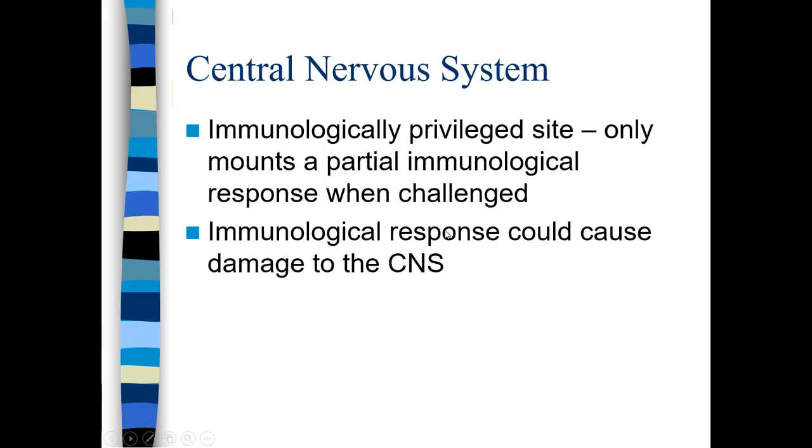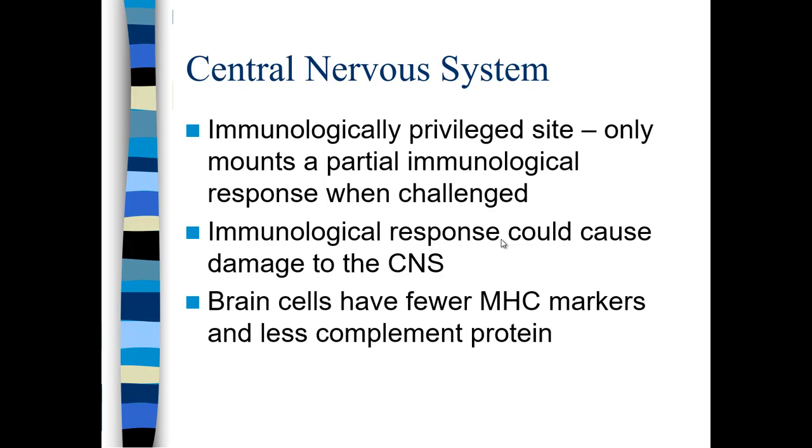An immunological response that's too strong, that could lead to scarring, could cause damage to the central nervous system. And you get what are called glial scars when your brain is fighting off an infection, and that could lead to loss of neuronal tissue. Brain cells do have MHC markers to identify themselves as self, but they have fewer markers and less complement protein.